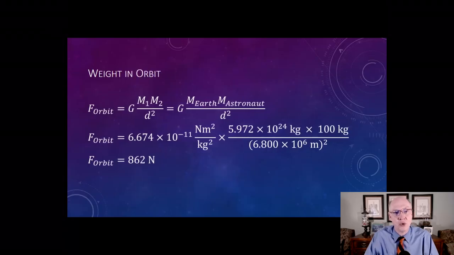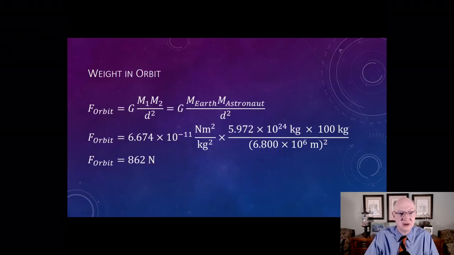So let's do it when they're in orbit. It's G times the mass of the Earth times the mass of the astronaut over the distance squared. 6.674 times 10 to the minus 11th. Mass of the Earth, 5.972 times 10 to the 24 kilograms. Mass of the astronaut, 100 kilograms. This time, they're not 6,378 from the center of the Earth. They're 6,800 from the center of the Earth, or 6.8 times 10 to the 6th meters. Always don't forget to square it, and you get 862 newtons.